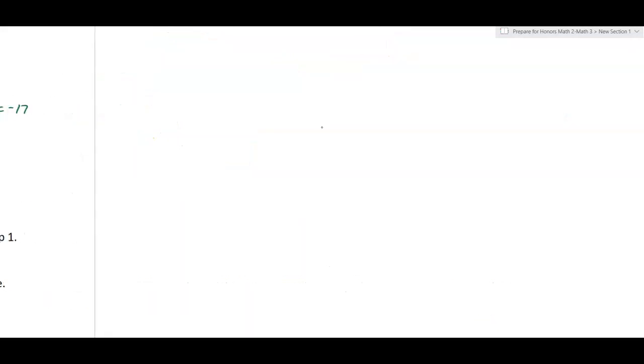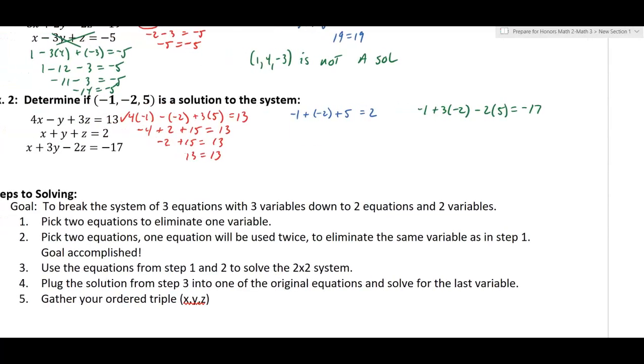The next one, if you look at this, negative 3 plus 5 equals 2. Does 2 equal 2? Yes. When I plug it into the third one, is negative 1 minus 6 minus 10 equal to negative 17? Well, negative 7 minus 10, negative 17 equals negative 17. Checks out. Therefore, (negative 1, negative 2, 5) is a solution.